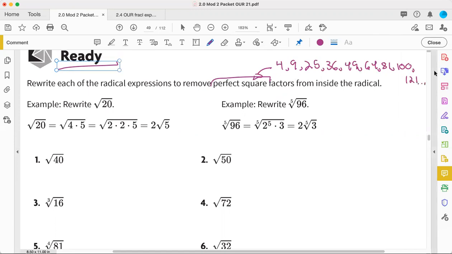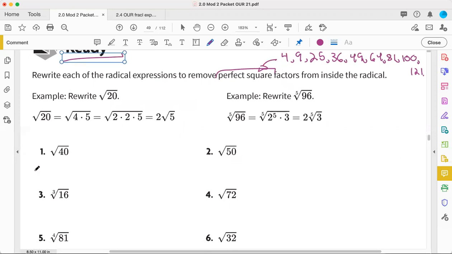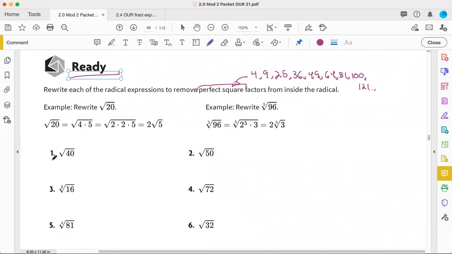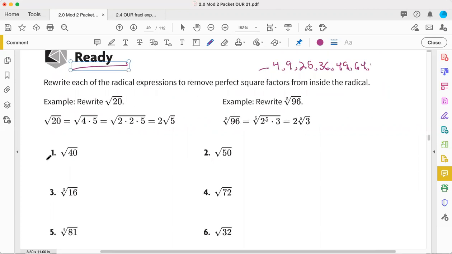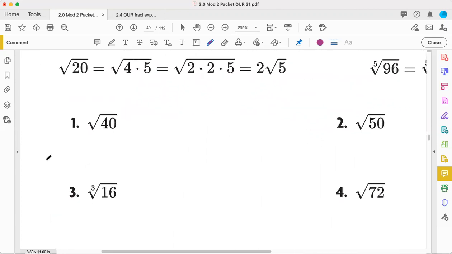Okay, so when we're rewriting these radicals, we're aiming to have one of these numbers as a factor. We might not want to just go for the default numbers we're aiming for or think of. We might want to be a little strategic, but fall back on these numbers or try to have them happen. Okay, capiche? Sound good? So let's get to it.